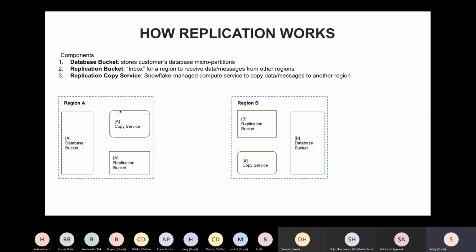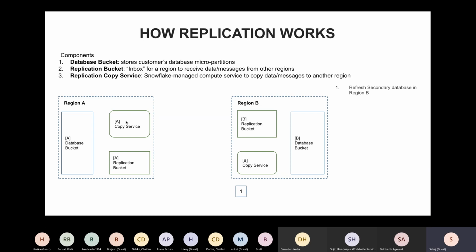And then we have two more components that are replication related. One is a replication bucket in each region, which serves as the inbox. So if I'm trying to replicate some data from another region into this region, we'll write the data into this inbox so that we can receive messages and data from other regions. And then the third component is the copy service, which is essentially a set of Snowflake managed compute resources to be able to copy data across regions. And so we have that component in both regions as well.